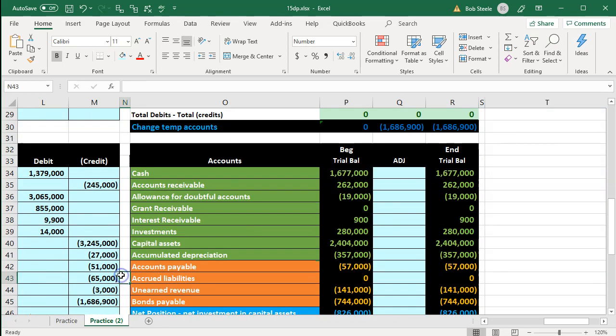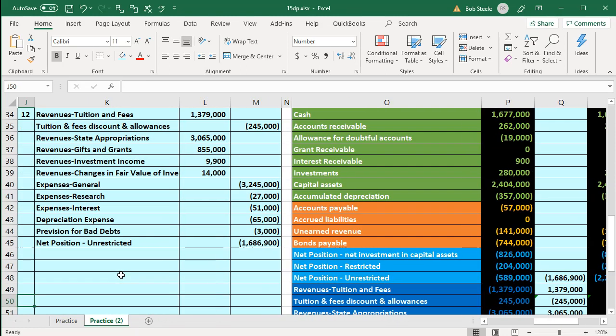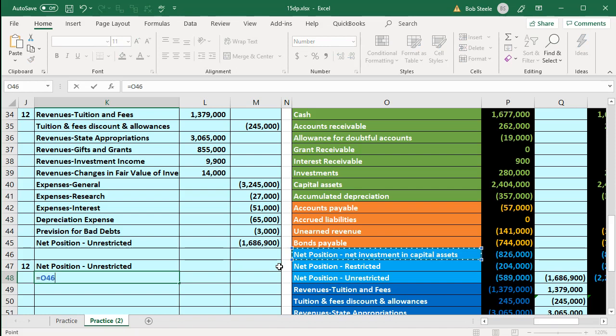So let's do that. We're going to scroll back down and we're going to call this 12. That's also going to be 12. And we're going to say that the unrestricted amount is going to go down. This is a credit balance. We're going to make it go down with a debit. So we're going to say this is going to be equal to the net position unrestricted, making it go down. And then below that, we're going to increase the restricted amount, which is the net position, net investment in capital assets. And this will be equal to this account.